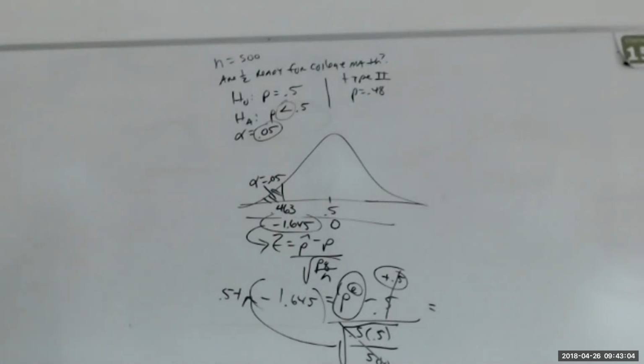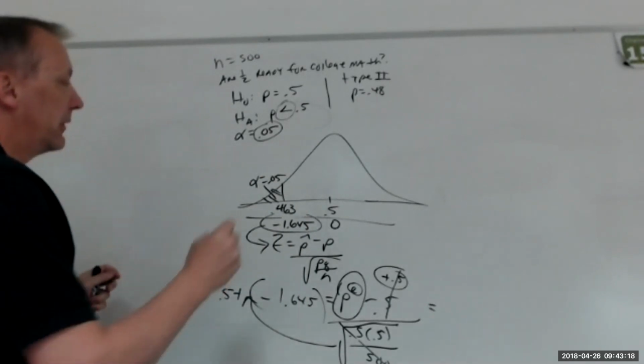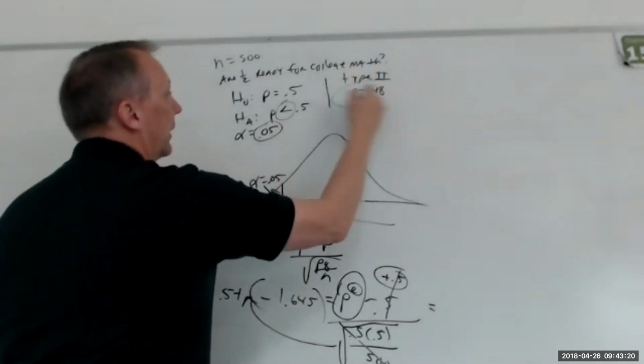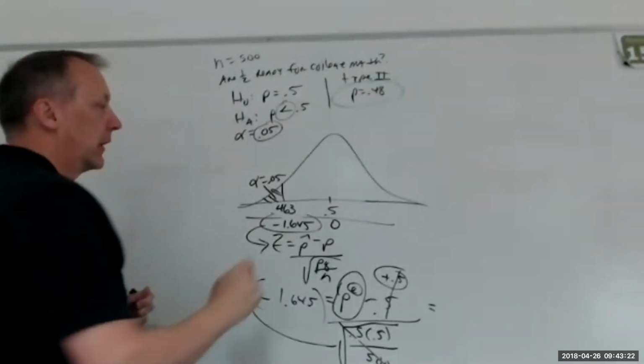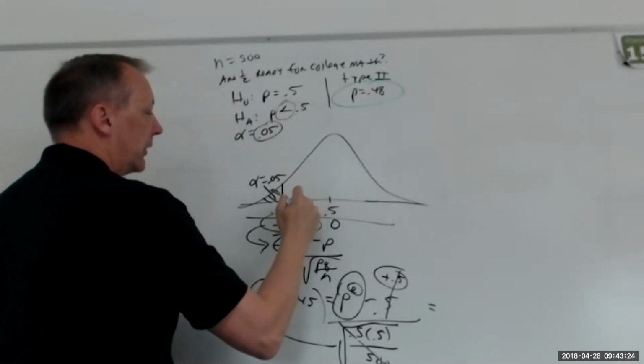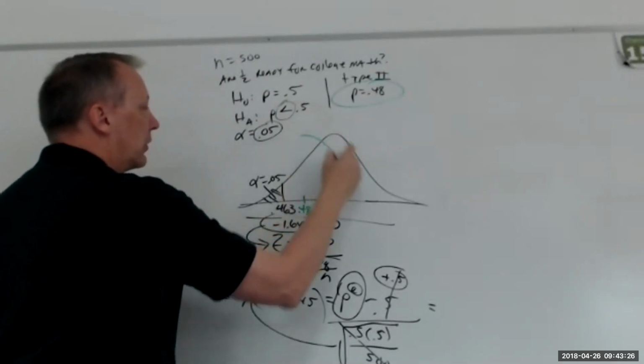Okay, so what's next? We do it again, but this is where you bring your colored pencils, right? Okay, so we're drawing a new curve, and what's the mean of my new curve? 0.48, right? Type 2 right there. So now I've got 0.48, a new normal curve.